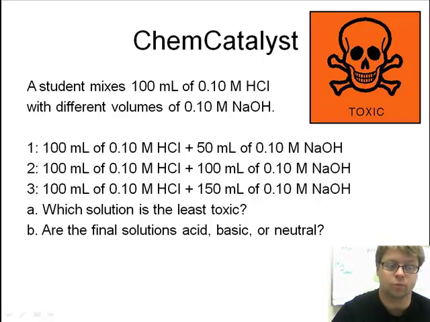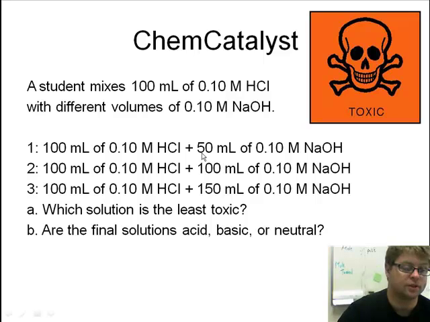To do this, we're going to first of all think about why we would want to do a titration. Well, one reason why is if we added different things together. Here, if we added hydrochloric acid and sodium hydroxide together, which of these would be least toxic? So think about which one of these you think would be least toxic and why. And then are the final solutions acidic, basic, or neutral?